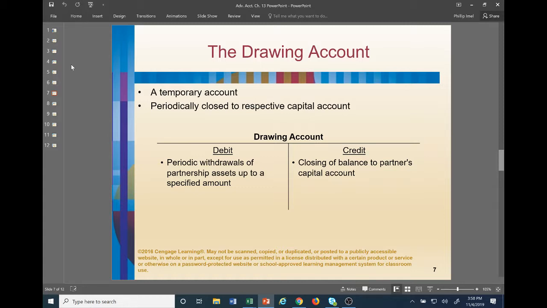To summarize, the drawing account established for each partner is debited and credited for the following transactions. Debits to the drawing account would be periodic withdrawals of partnership assets to a specified amount. Credits to the drawing account would be closing of the balance to the partner's capital account. Remember, these drawing account balances are going to be closed at the end of the reporting period or at the end of the year, which will ultimately show the end result of the partner's capital account.